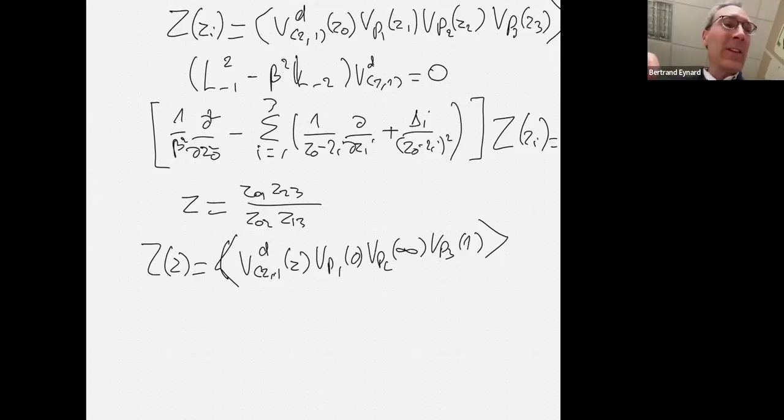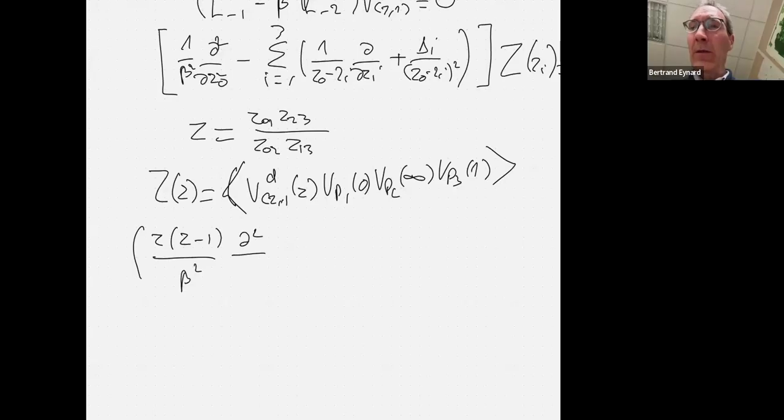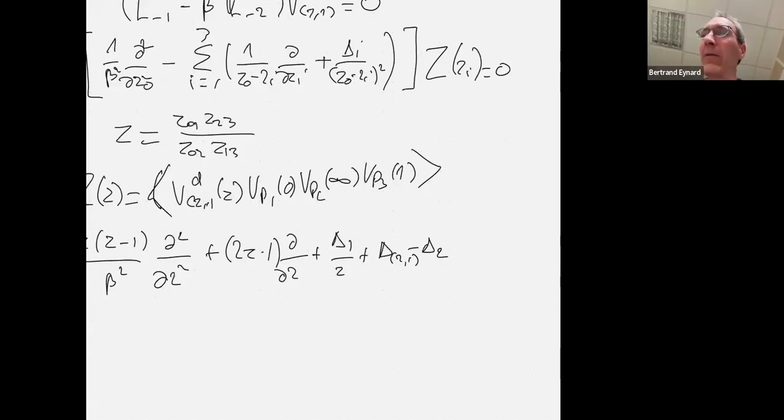So if you do this calculation, you should get (z(z-1)/β^2 d^2/dz^2 + (2z-1) d/dz + Δ_1/z + (Δ_2 - Δ_1 - Δ_{21})... + Δ_3/(1-z)) applied to big Z of small z equals 0. So that's just equivalent to the PDE above, but that's now an ordinary differential equation.